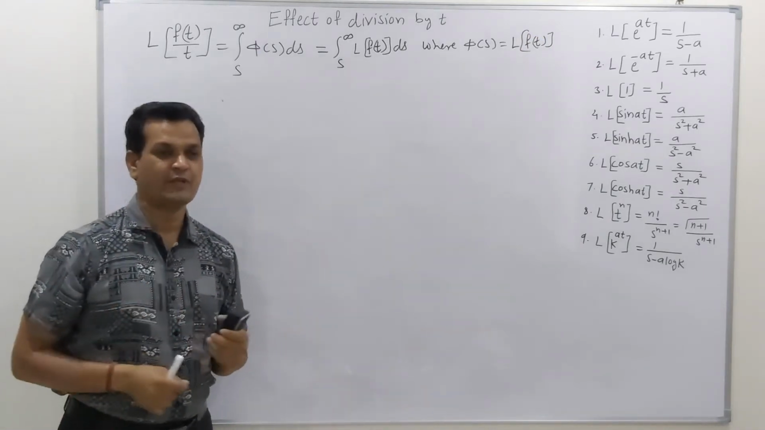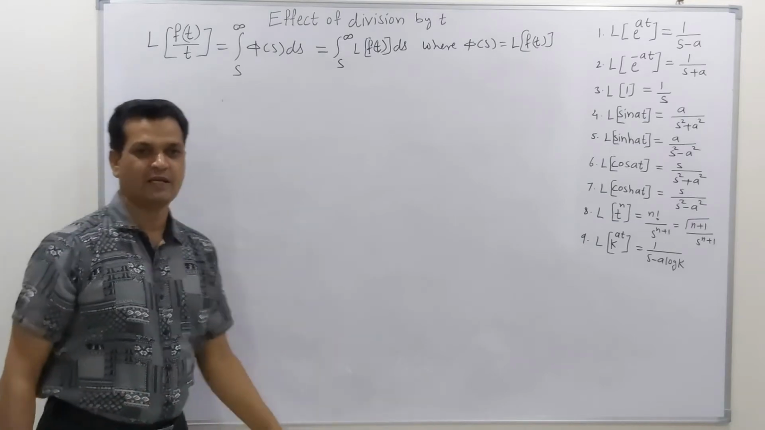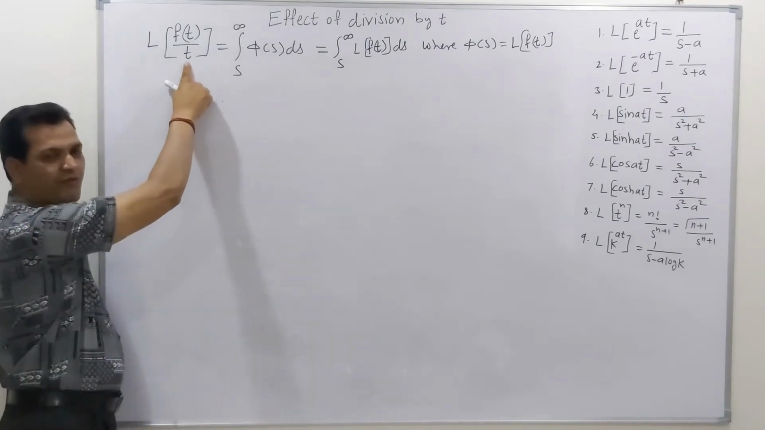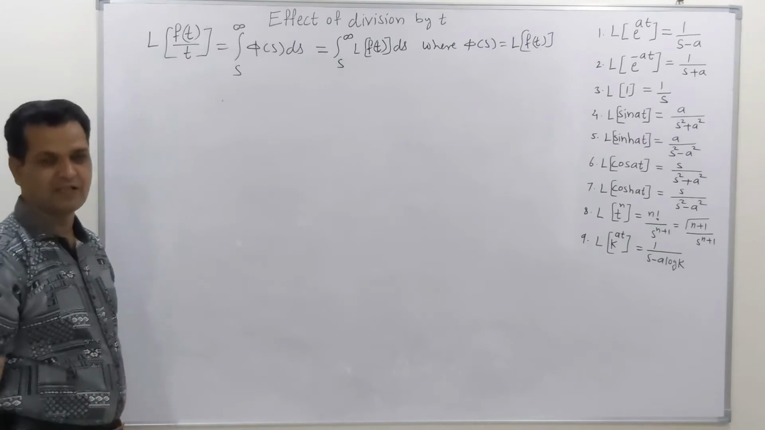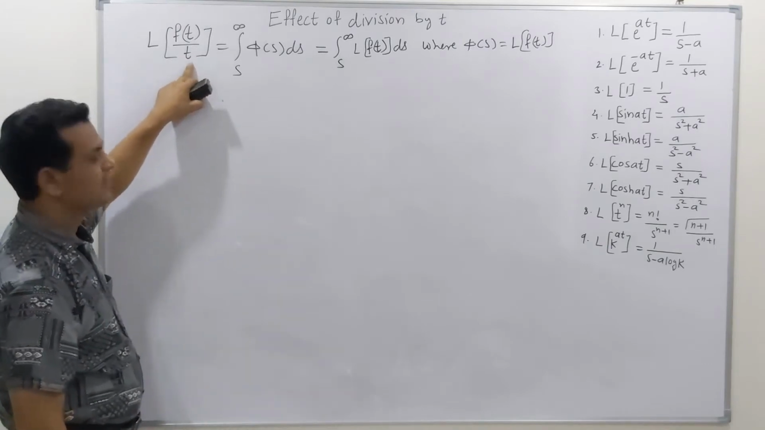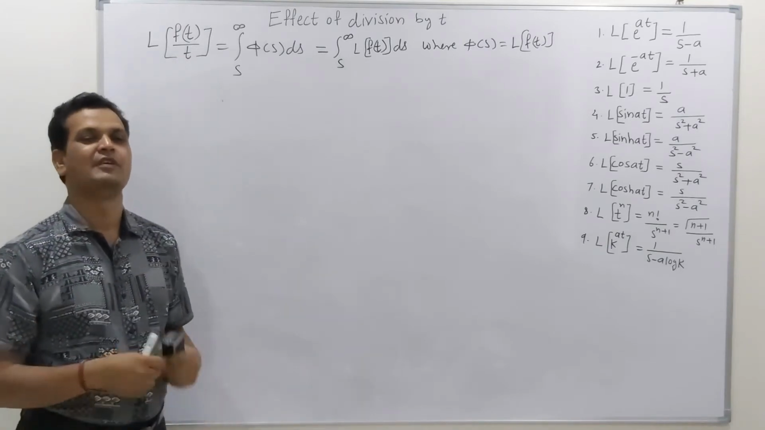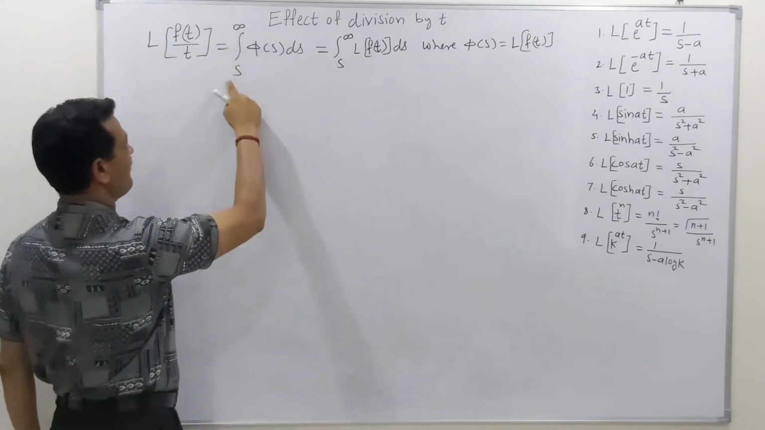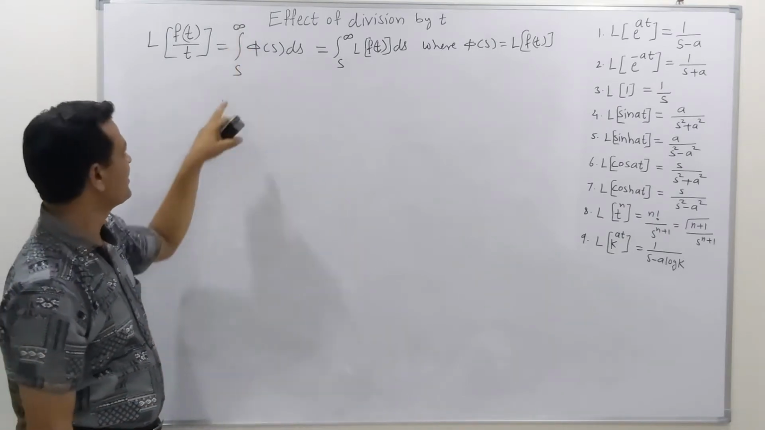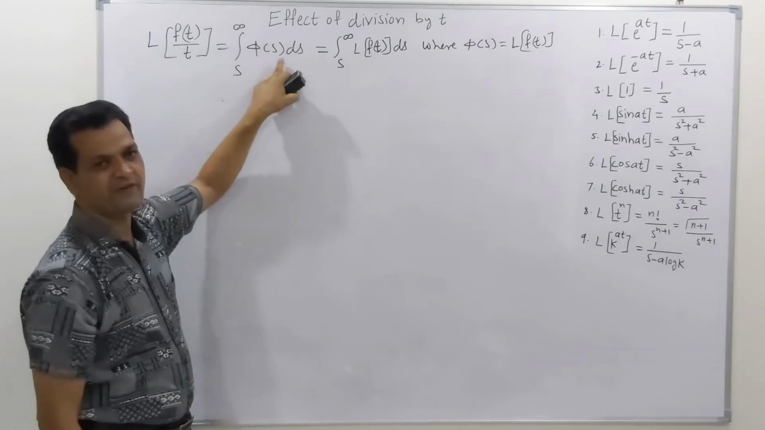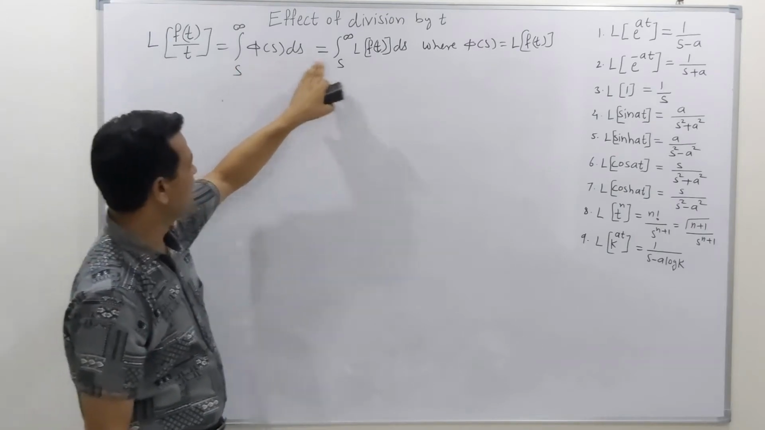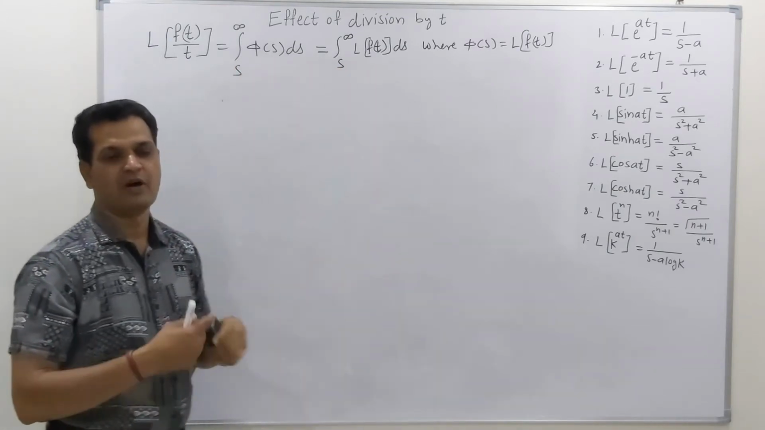So how to know that this property is called as effect of division by t? Whenever such type of 1 upon t term is present in the denominator, then this property is called as effect of division by t property. So now first find out integration for the limit s to infinity phi of s ds, or phi of s, we may write this as Laplace transformation of f of t.